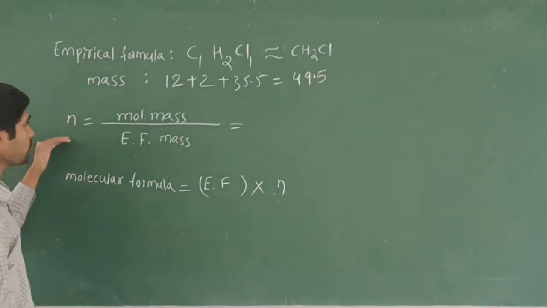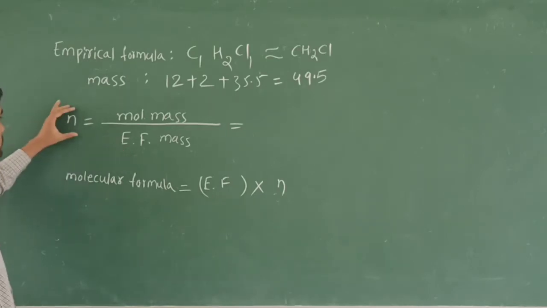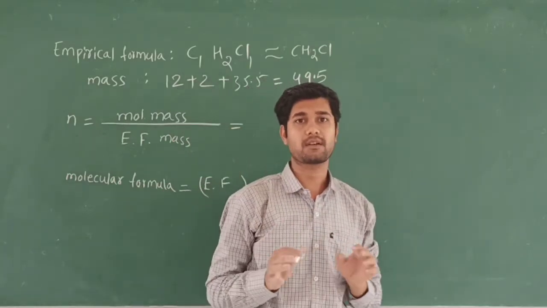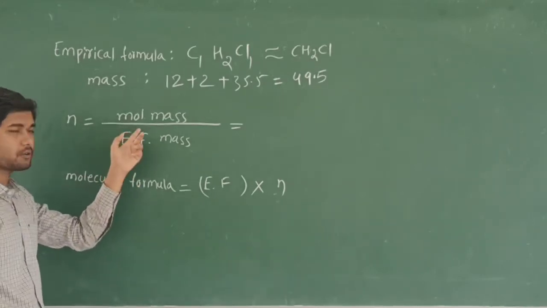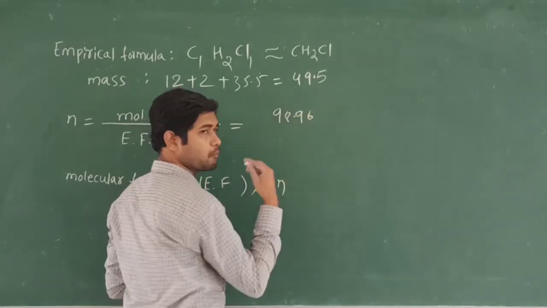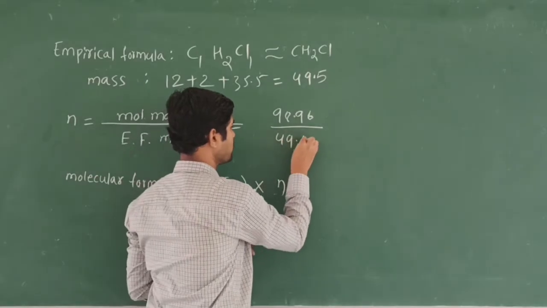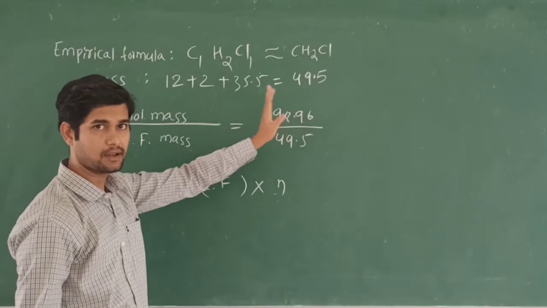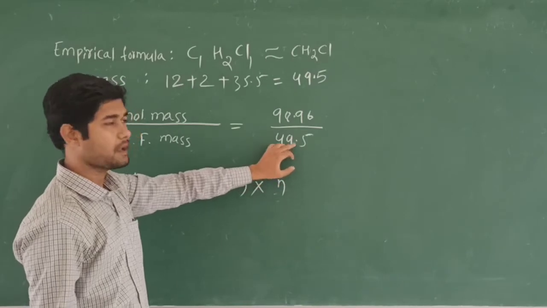Then you should go for this one. N is equal to molecular mass divided by empirical formula mass. Why do we require this N? Because N is required to find the final answer, the molecular formula. The molecular mass has been given in the question, that is 98.96 gram per mole, and that should be divided by the empirical formula mass 49.5. 98.96 is the molar mass or molecular mass of the compound, and 49.5 is the empirical formula mass.